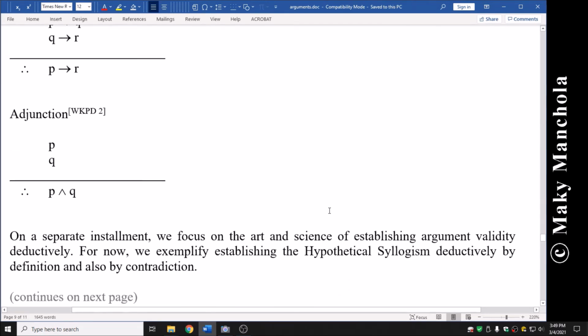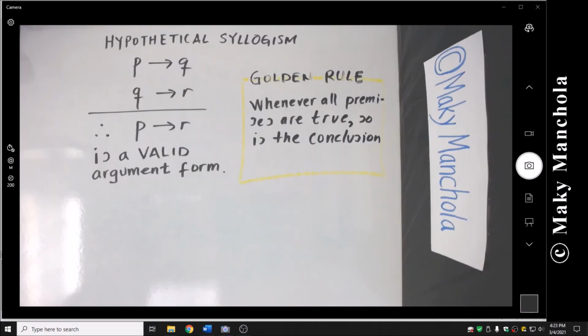On a separate installment, we shall focus on the art and science of establishing argument validity deductively. For now, we're going to exemplify establishing the hypothetical syllogism deductively by definition, also by contradiction. Let's begin.